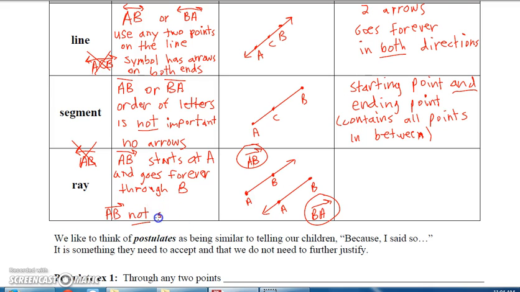AB is not the same as BA. Alright? A ray has what? A starting point, and goes forever in one direction.